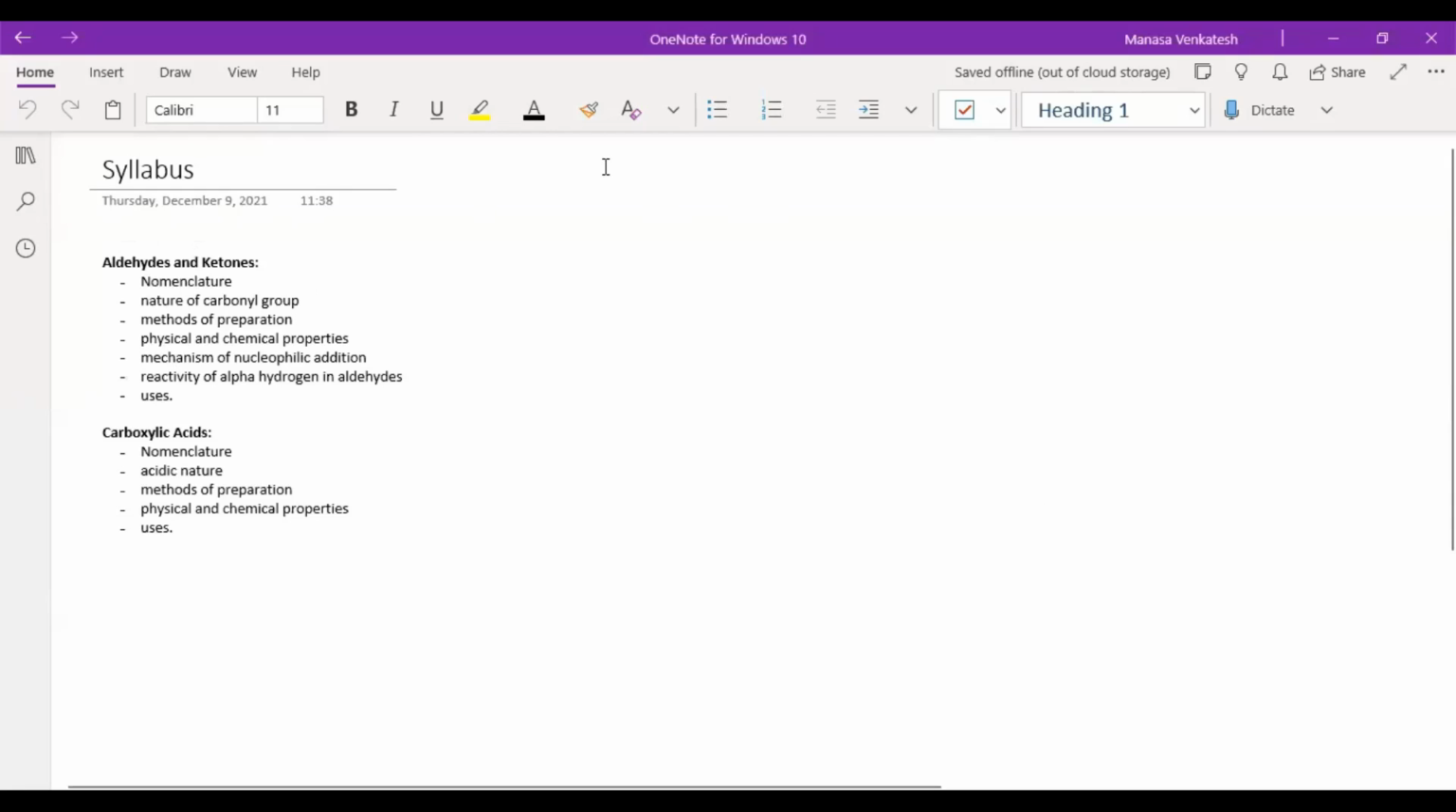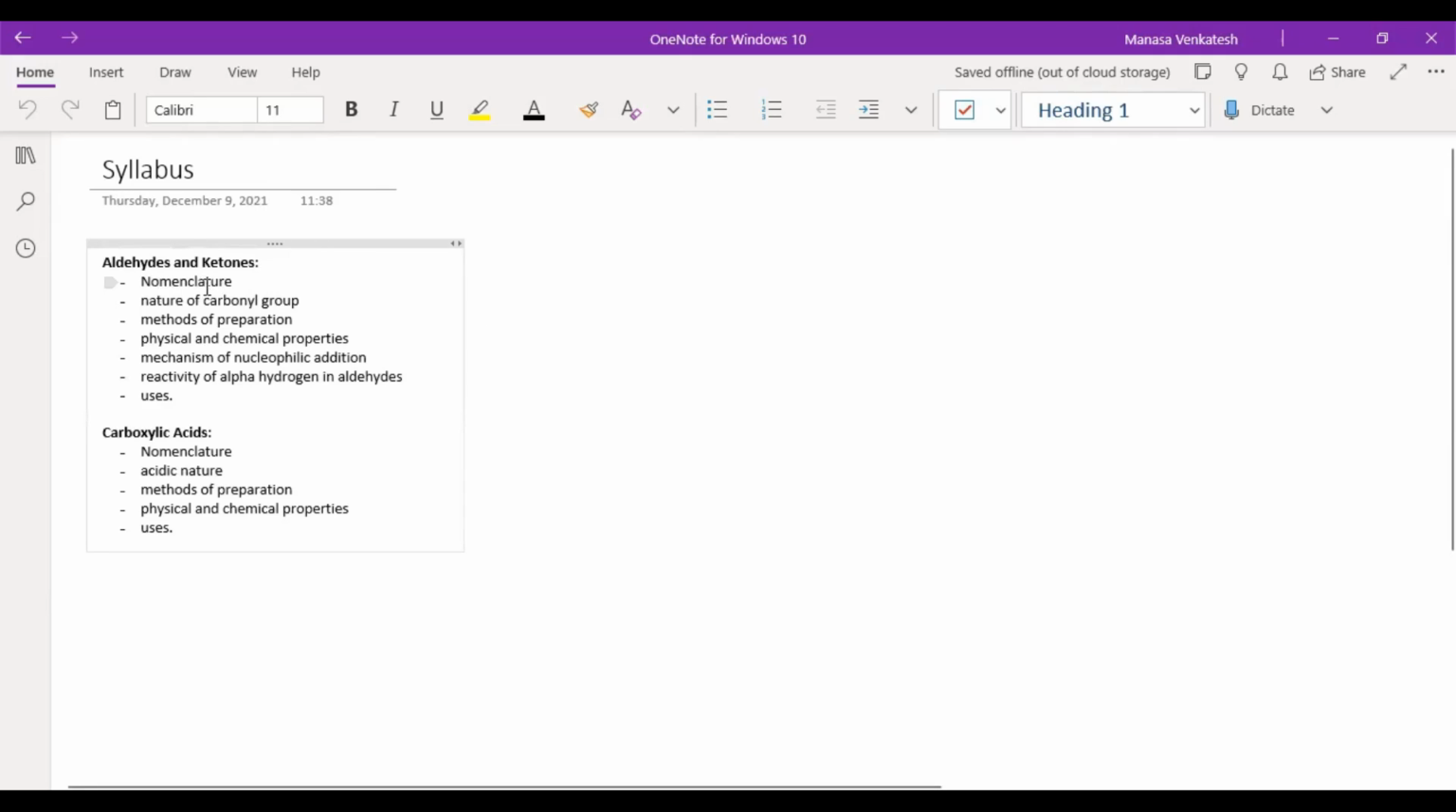Let's begin with the syllabus for the chapter Aldehydes, Ketones, and Carboxylic Acids. And this year, that is for 2021-2022, you have the entire chapter. There's not going to be any deletion of syllabus.